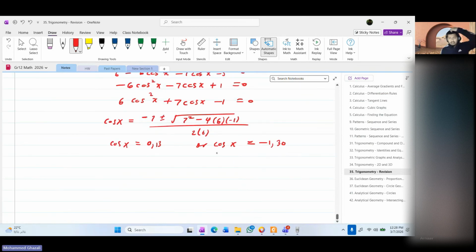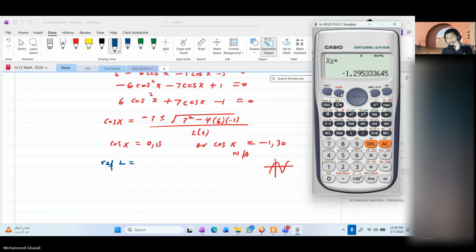But now remember, the maximum value of cos x is 1 and the minimum value is -1. So remember the cos graph only goes between those values, so it can never be negative 1.30. So not applicable here. You can't solve for this. But this one you can solve. So x is equal to, you can say reference angle. What's the reference angle? Shift cos 0.13, getting 82.53 degrees, all right?